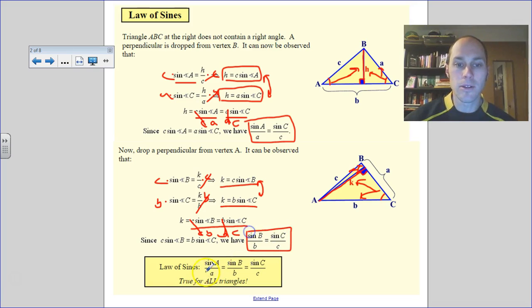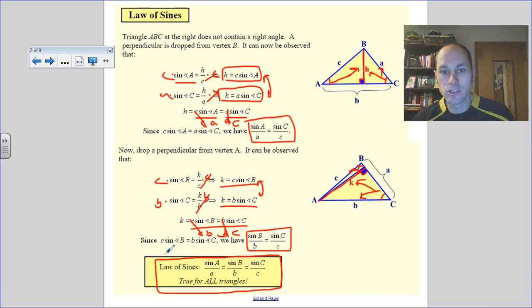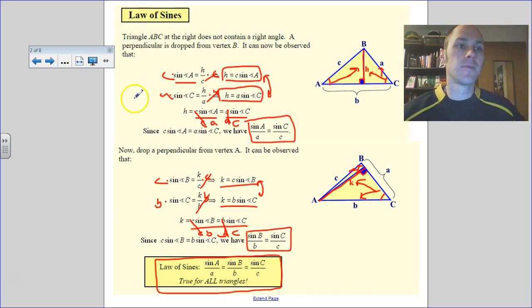So since they're all equal to each other, we get the law of sines, which would be true for any triangle, since we can divide any triangle into a right triangle however we wanted to.